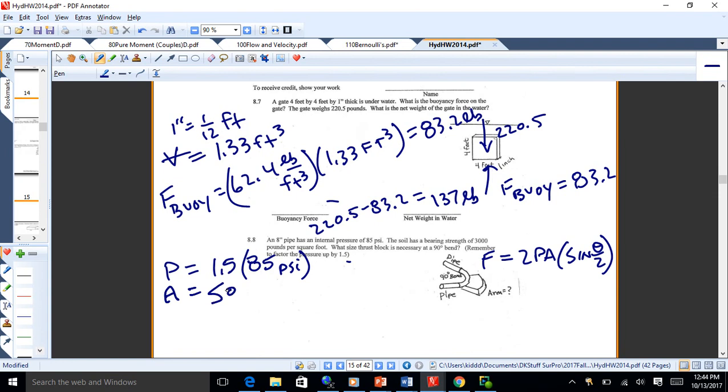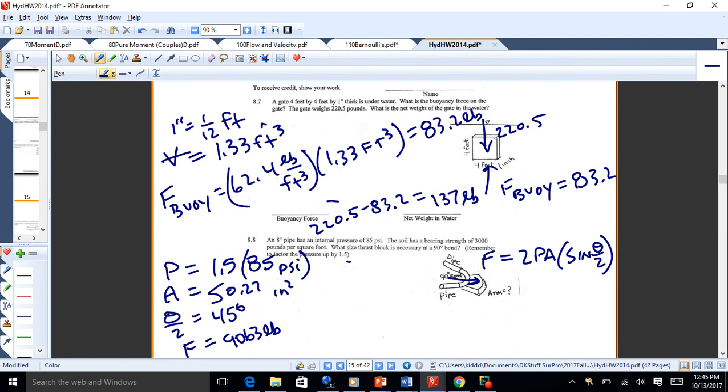The area is 50.27 square inches. And theta over 2 is half of 90, it's 45. So when you run the numbers there, you'll get that force. So the force there is 9,063 pounds. Okay, that's how much force is going to be pushing that way.